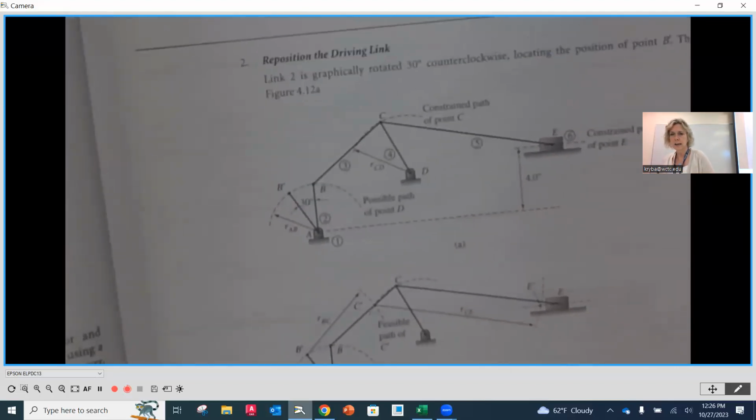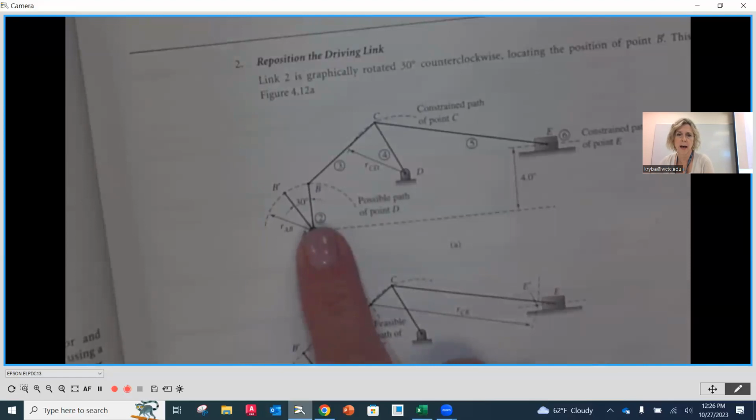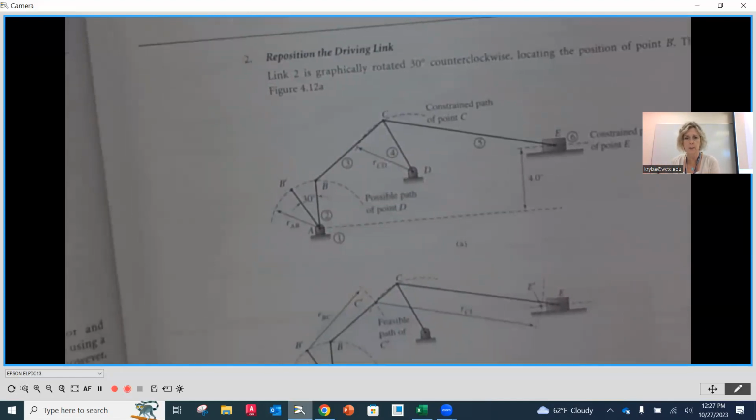Then we're going to use CAD to reposition our links into the position that they had identified. So in this problem, it said we're going to move link B counterclockwise 30 degrees. Notice that they started here at B, they rotated link number 2, and B is at the end point there. A remains in the same place because it is a fixed rotational point. It doesn't move. It's on the frame.